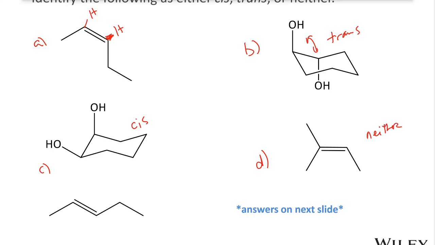Another key here is that we have 2 methyl groups on the same carbon. So if you have 2 of the same groups on the same carbon of a double bond, then it's neither. It's neither cis nor trans because you'll be able to rotate it around on top of itself. And it's helpful here to make a model. Okay, so the next molecule, call that E, has hydrogens on opposite sides, so it's trans.